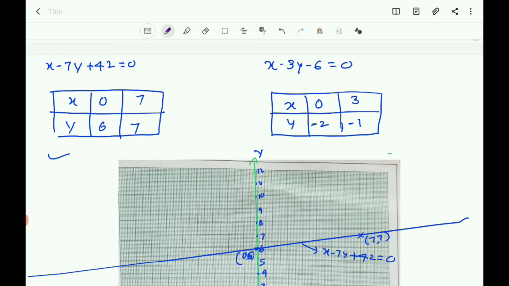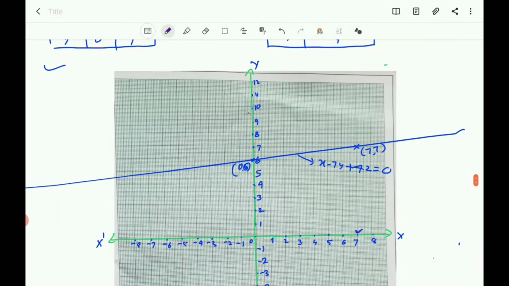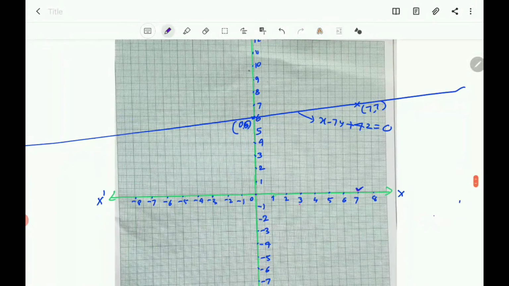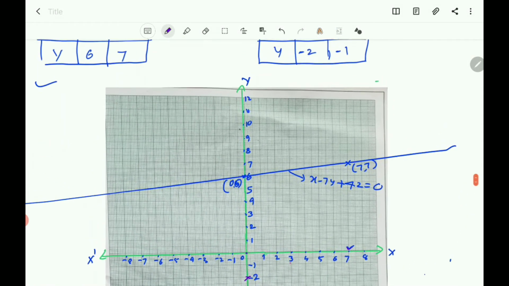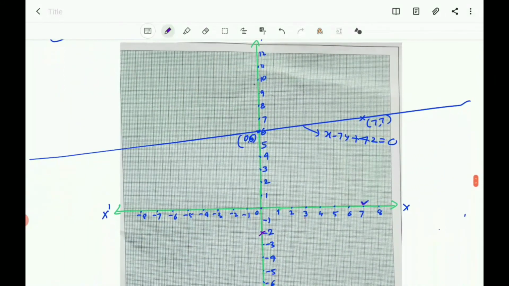Now let us draw the graph of the equation x minus 3y minus 6 equals 0. Here the solutions are (0, -2) and (3, -1). So 0 is the origin here, and (0, -2) means you go below the x-axis. You mark the point, and for (3, -1), 3 is here and minus 1 is here.